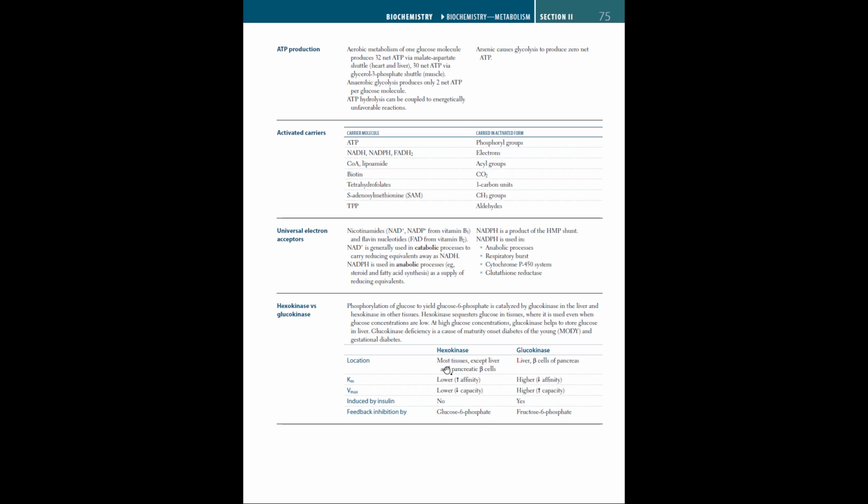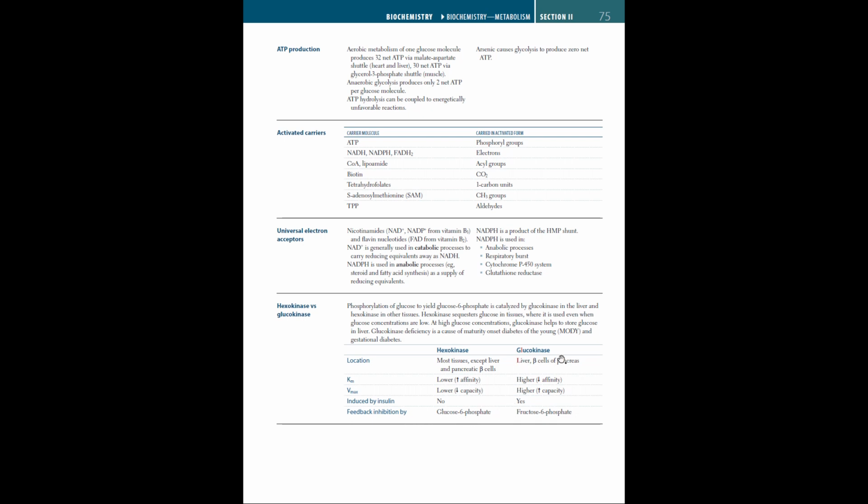So hexokinase is mostly in the tissues, except in the liver. So it's in the tissues but not in the liver, nor in the pancreatic beta cells. It has a lower Km, so a higher affinity. The Vmax is lower, so a lower capacity, and it is not induced by insulin. And the feedback inhibition is by glucose 6-phosphate.